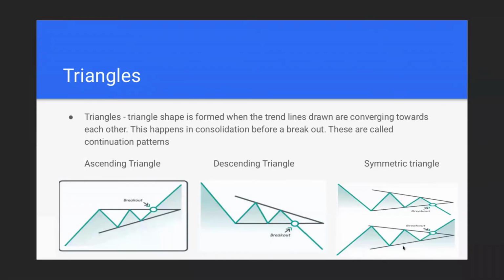It's a symmetrical triangle. That means they are equally going towards each other. Maybe the angle is 60 degrees, I don't know. It's not like equilateral or something, but symmetrical. So you will see that, and you'll see the breakouts and all those things, okay? Any questions on this?